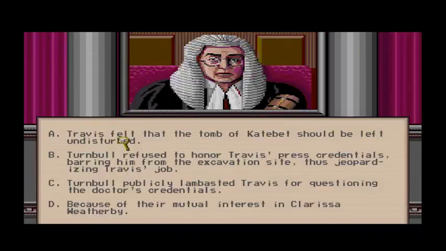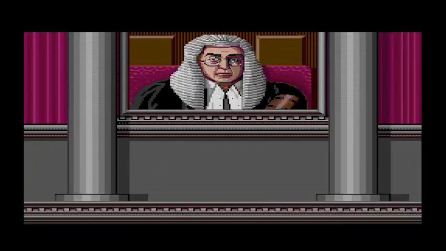Travis felt that the tomb of Catabet should be left undisturbed. Turnbull refused to honor Travis's press credentials, barring him from the excavation site, thus jeopardizing Travis's job. Turnbull publicly lambasted Travis for questioning the doctor's credentials because of their mutual interest in Clarissa Weatherby. And what of Andrew Weatherby? Who murdered him?